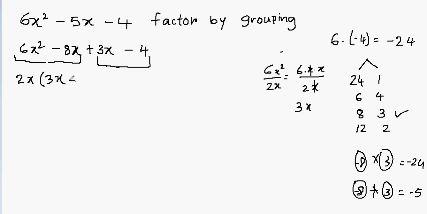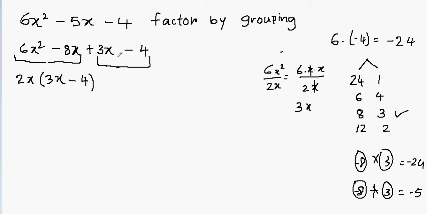Now you have the negative sign in between. Now again, you have to divide 8x by 2x. So let's divide that 8x by 2x. Well, we can just do that mentally. 8 divided by 2 will give me 4. And x divided by x, they will cancel out each other. So I'll have 3x minus 4.